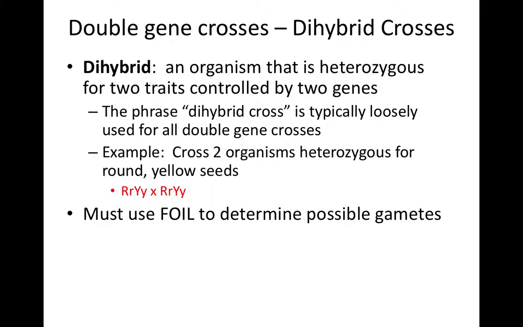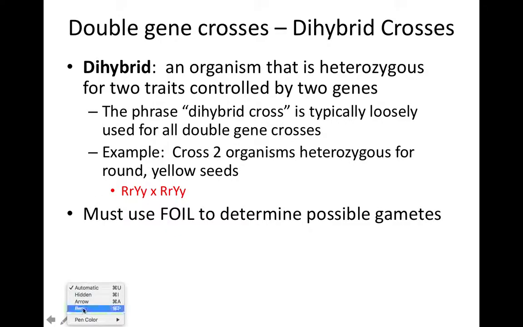So here's an example of a dihybrid cross, crossing two organisms that are both heterozygous for seed shape, round versus wrinkled, and seed color, yellow versus green. So the first organism here is big R, little r, big Y, little y. The second organism is the same thing. This is a dihybrid cross. You're crossing two dihybrid organisms.